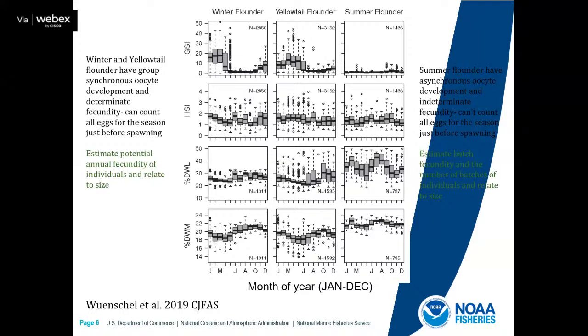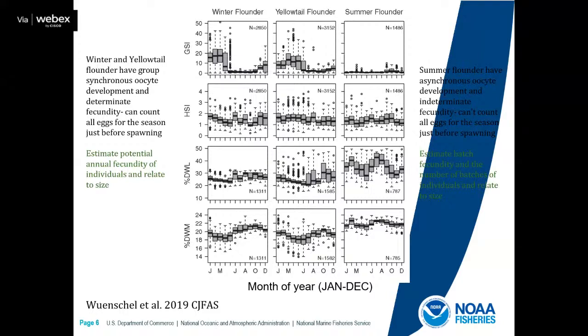So for these three species, winter flounder, yellowtail, and summer flounder, the top row here is the GSI, the gonadosomatic index, or the size of the ovary proportional to weight. And the middle two rows, the HSI and the percent dry weight of the liver, basically represent the size of the liver and the energy in the liver. The liver plays an important role in adding yolk to the developing egg, so that's one of the reasons we monitor that. And the bottom row represents a measure of the muscle energy in the fish, which is a combination of protein and fat.